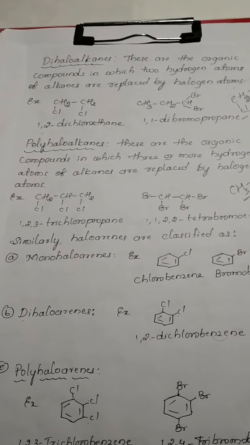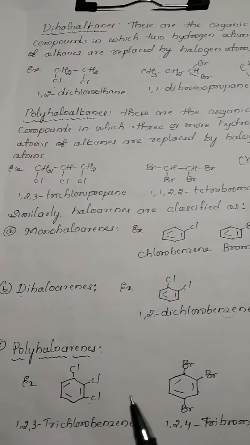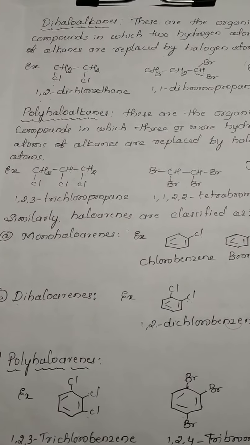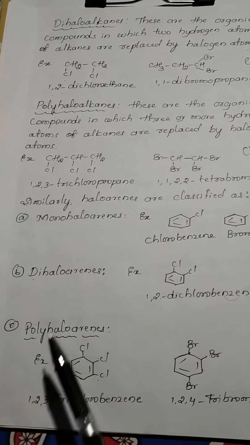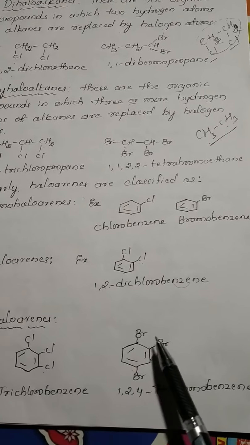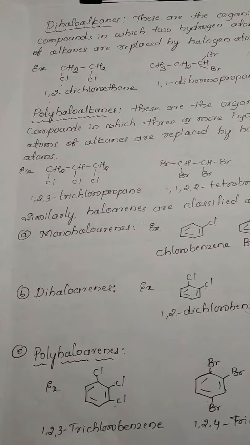And dihaloarenes means these are the organic compounds in which two hydrogen atoms of benzene are replaced by two halogen atoms. Those are called dihaloarenes. Polyhaloarenes means these are the organic compounds in which three or more hydrogen atoms of benzene are replaced by halogen atoms. Those are called polyhaloarenes. Okay, examples of polyhaloarenes: 1,2,3-trichlorobenzene, 1,2,4-tetrabromobenzene. These are examples for polyhaloarenes.